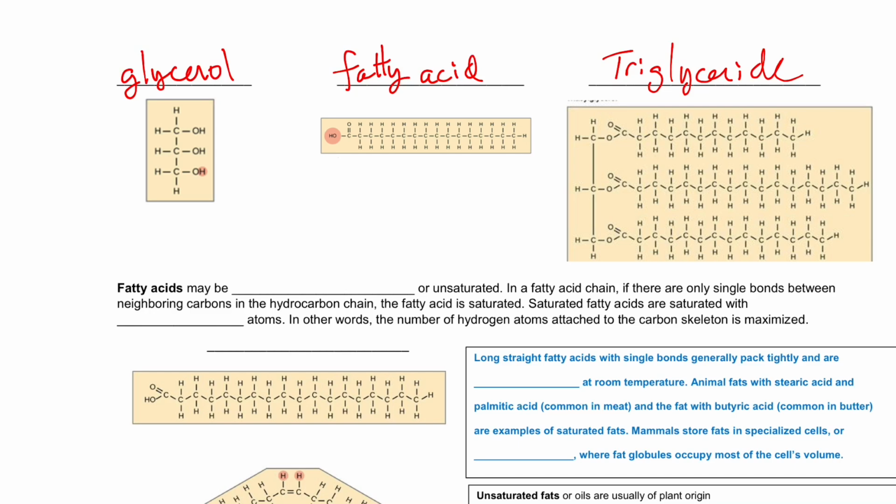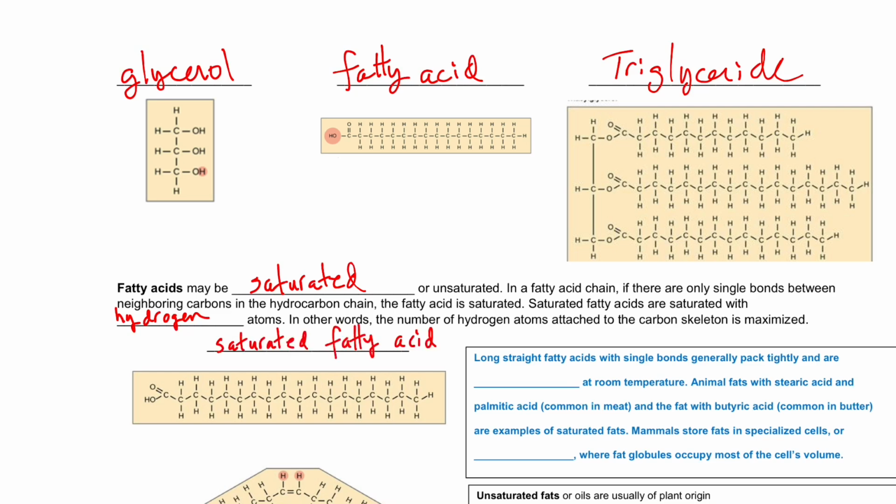So here we have a triglyceride. That is, there are three of the fatty acid side chains, making it a triglyceride. Fatty acids may be saturated or unsaturated. In a fatty acid chain, if there are only single bonds between neighboring carbons in the hydrocarbon chain, the fatty acid is saturated. Saturated fatty acids are saturated with hydrogen atoms. In other words, the number of hydrogen atoms attached to the carbon skeleton is maximized.